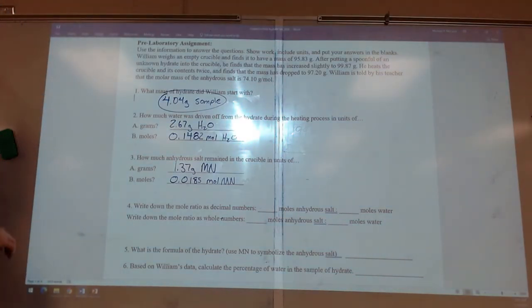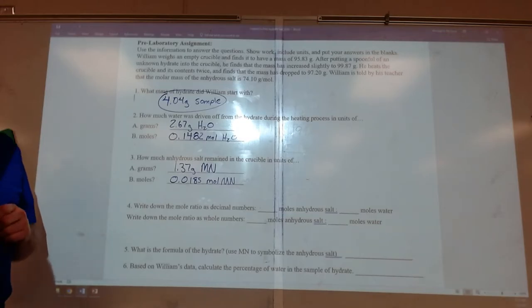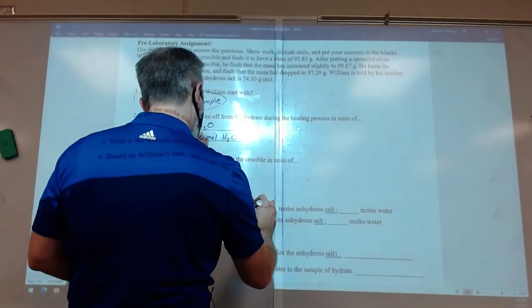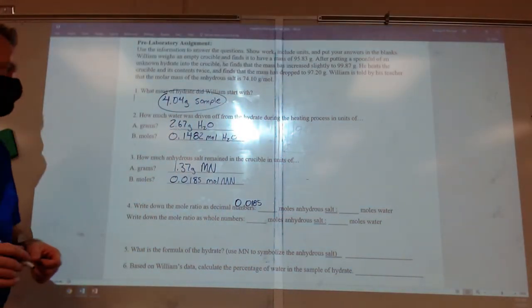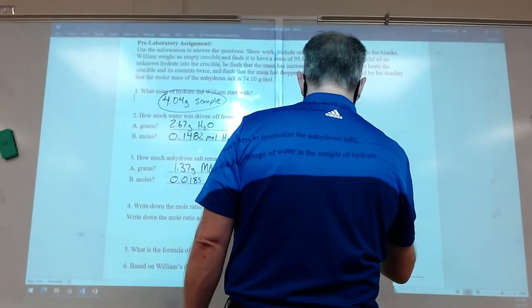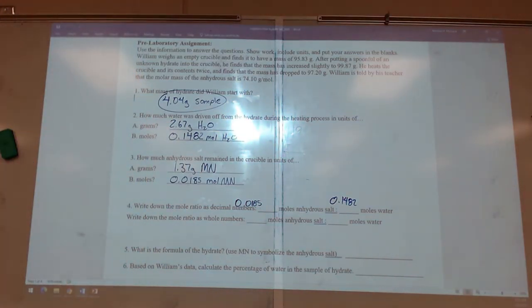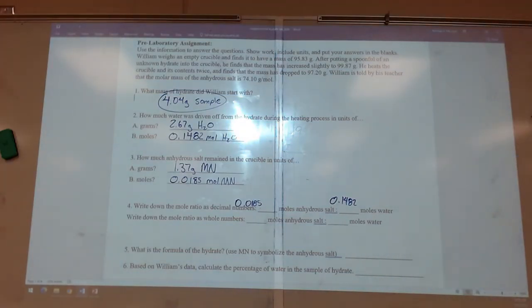Okay. What is the mole ratio as decimal numbers? How many moles of anhydrous salt do I have? That one, yeah. So 0.0185. And how many moles of water? 0.1482. Okay. That's my ratio, the way I calculated it. That is really ugly. Mathematically, that is true. Your math teacher would agree that that's a valid ratio. We figured it out. We've solved it. That's true. But we don't like that in chemistry. We like to see nice whole numbers.